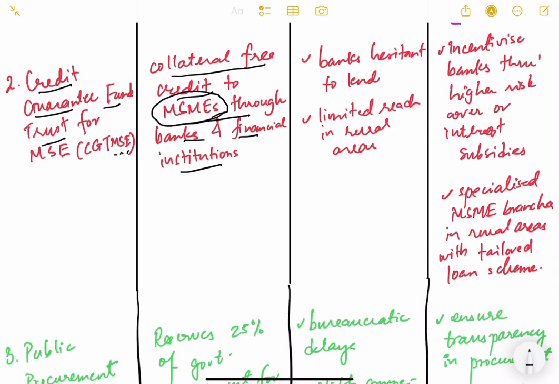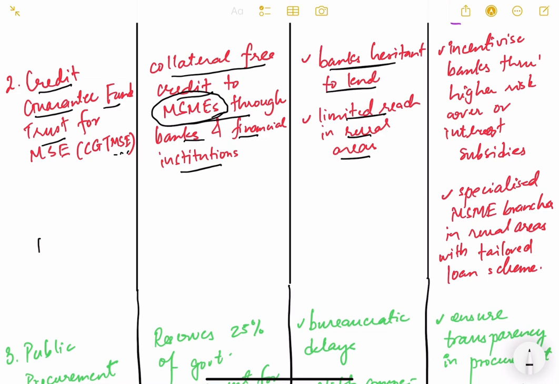Now what are the shortcomings of this scheme? Basically, banks are very much hesitant to lend to MSMEs because there are high risks associated. So banks are reluctant to lend to MSMEs, and there is very limited reach in rural areas. As we know, in India the reach of banks in rural areas is very less, and because of that this scheme as such has very limited reach in the rural areas.